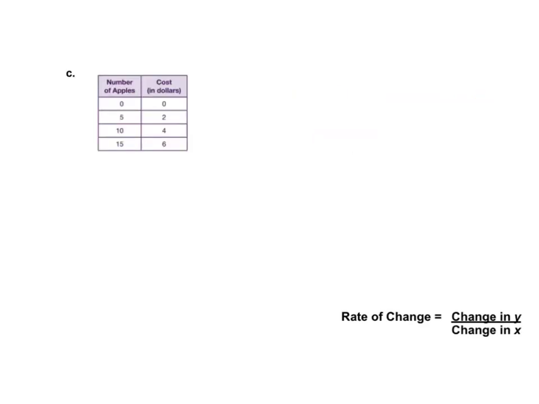All right, in our next one, we have the number of apples and the cost in dollars. So remember, this is our x and this is our y, and it's always a change in the y over the change in the x. So here I'm going up 2, and the change in the x, I'm going up 5. So let's go ahead and write this: the change in the y went up 2 all over in the x, which is 5.